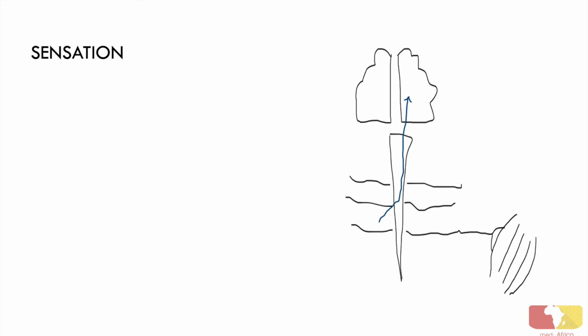So the first tract that I want to talk about here is the spinothalamic tract. It carries sensory information from the peripheries into the spinal cord and up to the thalamus. So this tract carries two sensory modalities, which are pain and temperature. So when you're examining a patient and you're testing for pain or temperature, you're actually testing for the integrity of the spinothalamic tract.